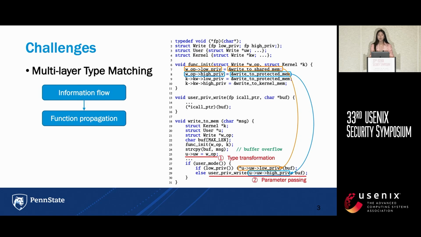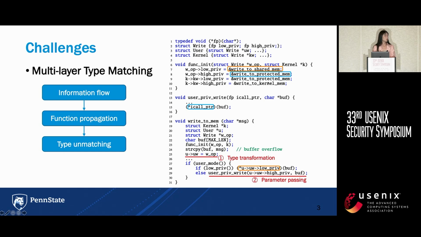The second form is parameter passing. Here, the actual parameter is passed to the callee function at line 13, and the corresponding formal parameter is iCallPTR. It has a different multi-layer type from the actual parameter. And this kind of information flow can also cause function propagation. Thus, the indirect call at line 15 has target write_to_protected_mem. The indirect call at line 28 has target write_to_shared_mem. However, if we cannot correctly address the information flow in this program, we can see these two indirect calls' multi-layer types do not match with these two functions, leading to missing targets, which indicates unsoundness.